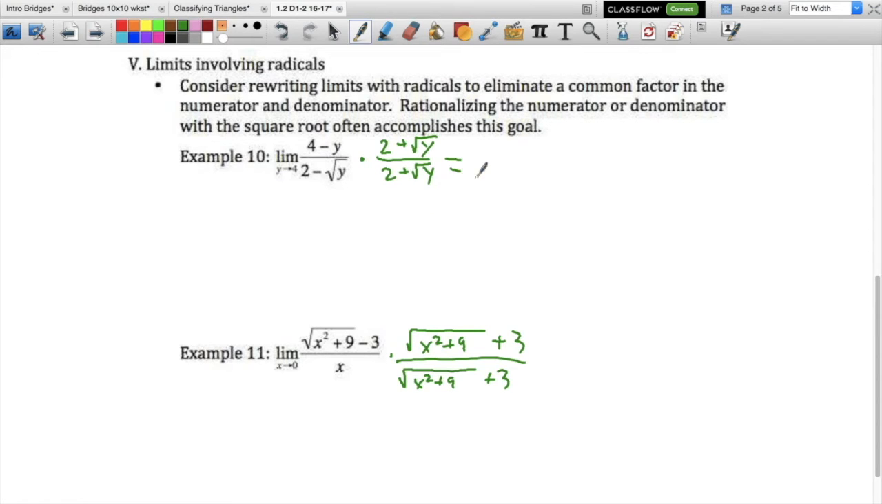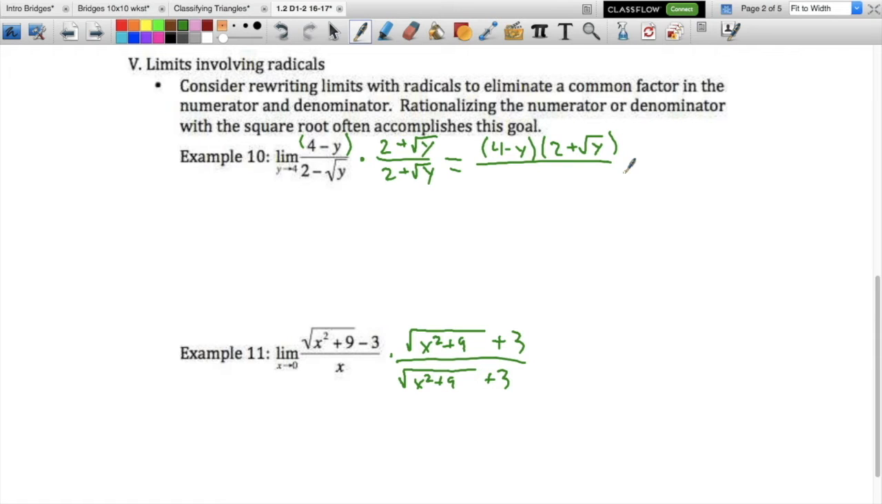Now, when I multiply this, 4 times 2, we're multiplying it out, right? But what I would recommend to you is you don't FOIL this out just yet. What's happening is I'm multiplying this binomial times this binomial. So we've got 4 minus y times 2 plus root y. Leave it alone for now. If you need to multiply it out later, sure, be my guest. But for now, just leave it for a second.